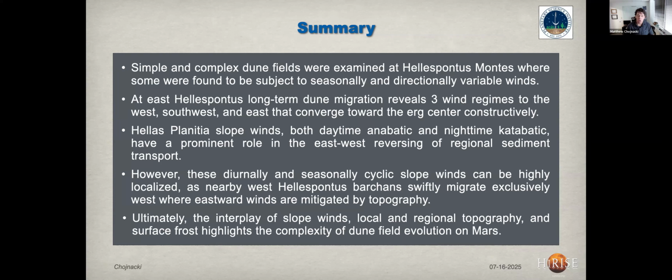Ultimately, it's this interplay of slope winds, local and regional topography, and surface frost that can highlight the complexity of dune field evolution on Mars.